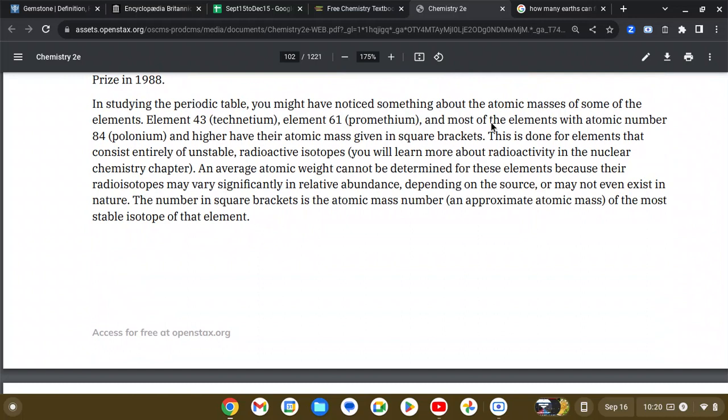and higher have their atomic mass given in square brackets. This is done for elements that consist entirely of unstable radioactive isotopes. You will learn more about radioactivity in the nuclear chemistry chapter. An average atomic weight cannot be determined for these elements because their radioisotopes may vary significantly in relative abundance, depending on the source, or may not even exist in nature. The number in square brackets is the atomic mass number, an approximate atomic mass of the most stable isotope of that element.